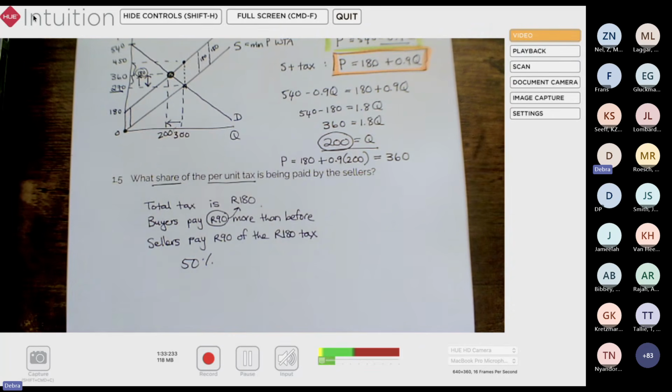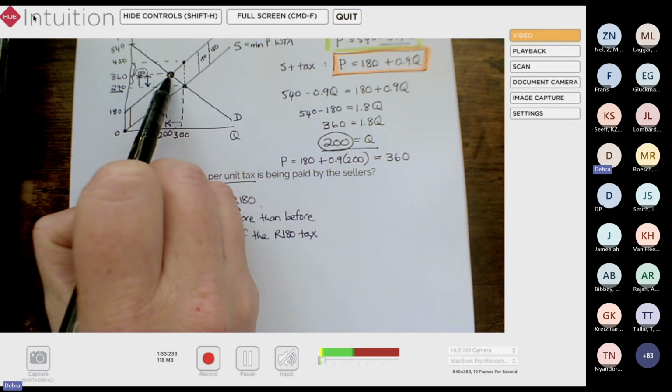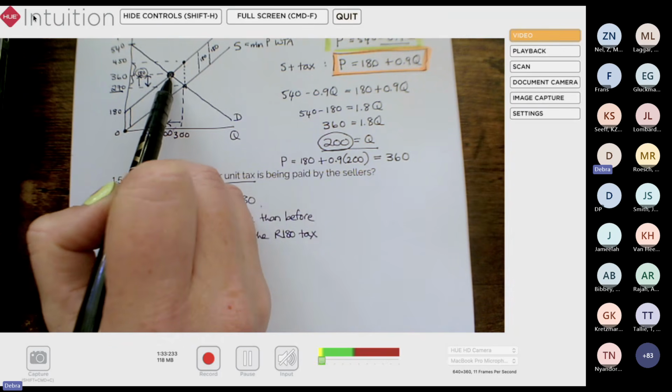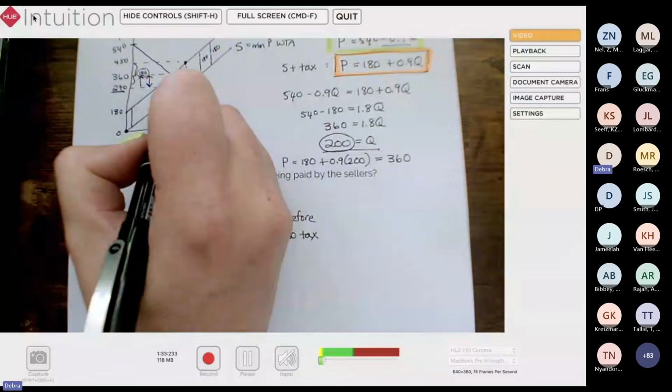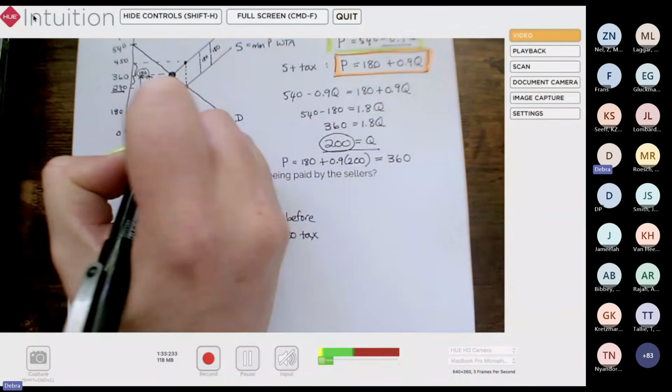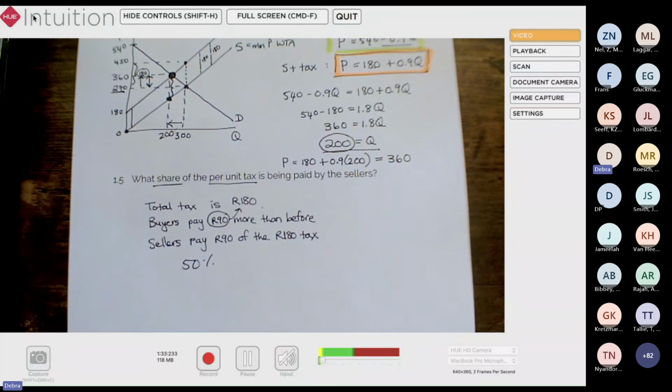In the picture, how I could have identified this as well is I could have seen that this was the equilibrium with the tax. Sellers are the ones who pay that full 180 over to the government. So buyers are indirectly paying some of the tax. It's not like the sellers say to the buyers, okay, you used to pay 270, you pay me 90 Rand more because you're paying 90 Rand of the tax. It's that they're just passing that tax over to the buyers. And then the sellers are the ones who take the responsibility of paying the full 180 over to government.